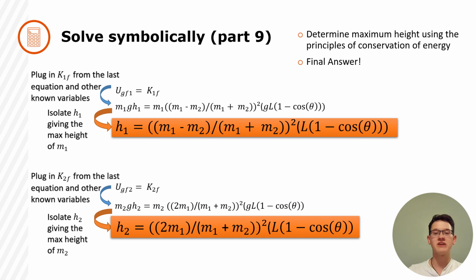This occurs when all of the kinetic energy transfers to gravitational potential energy, or another way to look at it is when the ball has reached its max height. Meaning, if we isolate h, we obtain our answer highlighted in orange.